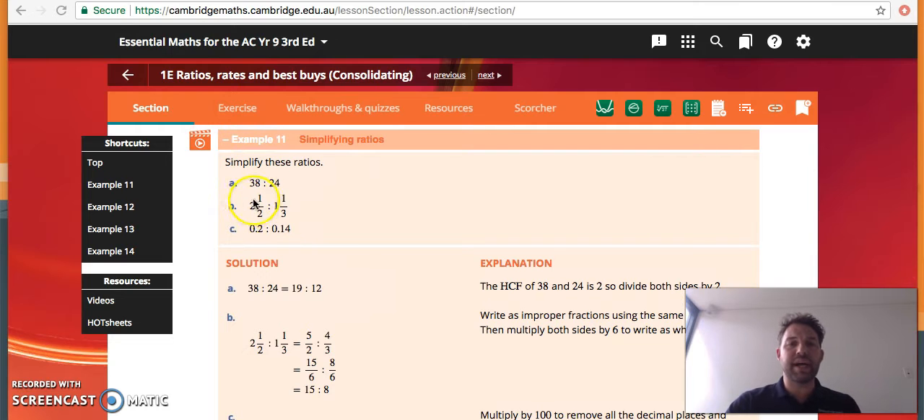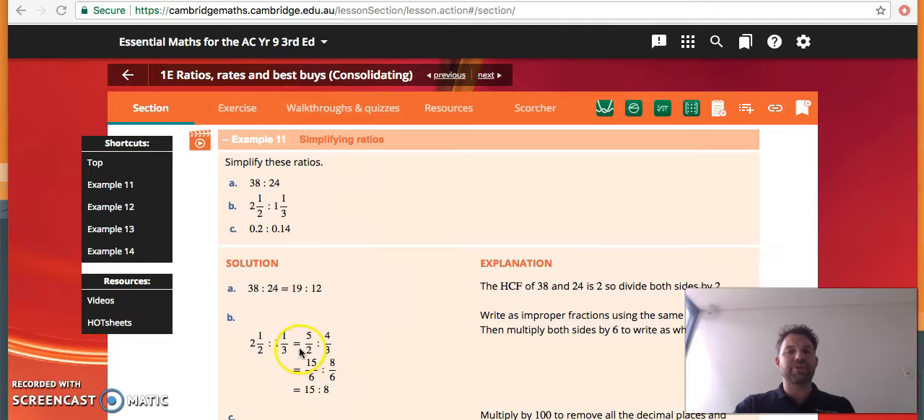For the next one, 2.5 to 1 1/3. I change the mixed numbers to improper fractions. I've shown that before in past videos, so check that out if you want to see how to do that. So now as improper fractions, I want to get the same denominator, a common denominator.